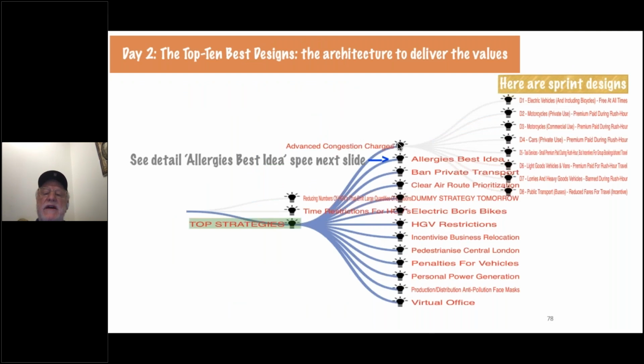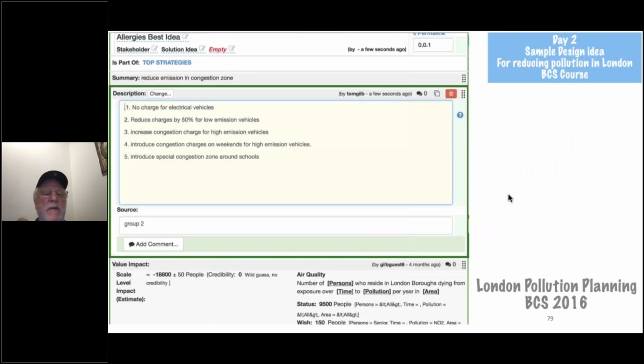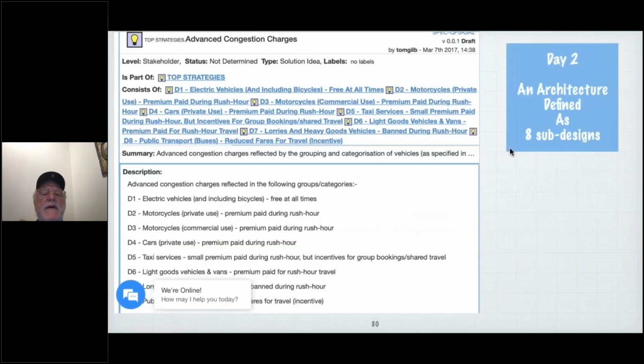Here's the advanced congestion charges idea, and it's broken down into design 1 to design 8 at my request. And so here's this top level strategy. Think of it as an architectural level. And I asked them to break it down manually into independent ideas that could be delivered on a sprint independently of all the others and would arguably give some measurable value to at least one of our values.